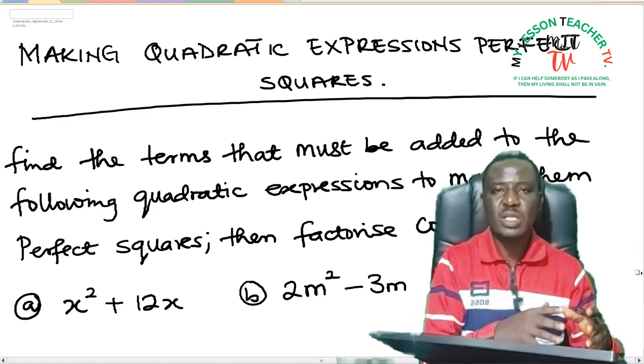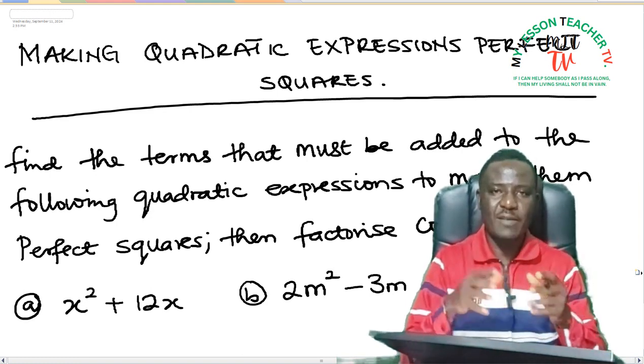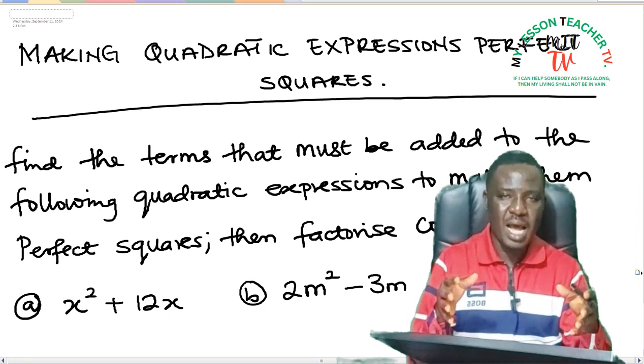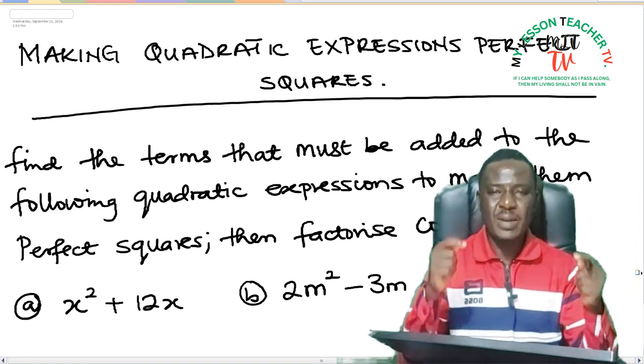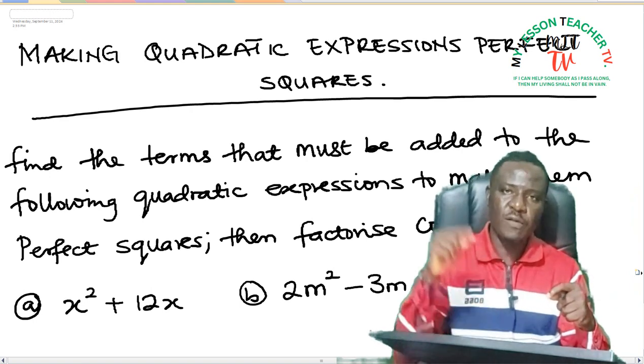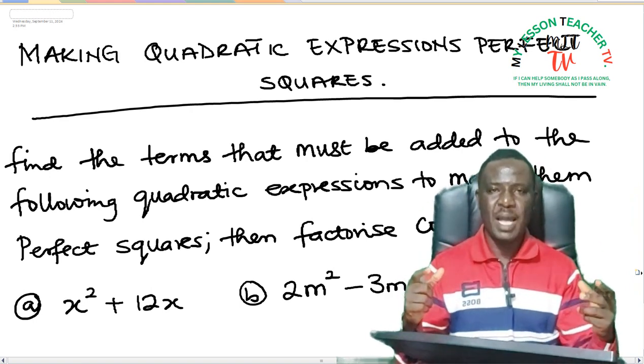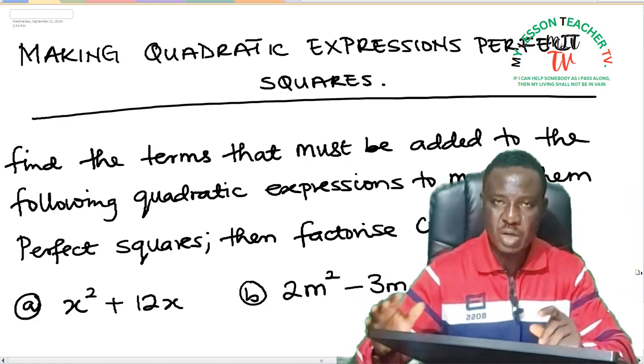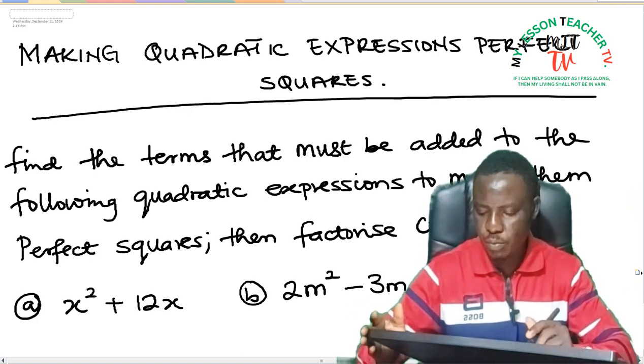To make them perfect squares is to ensure that the first and the last term are perfect squares, while the middle term is twice the square root of the product of the first term and the last term. And how is that possible? We shall see that in the next example.